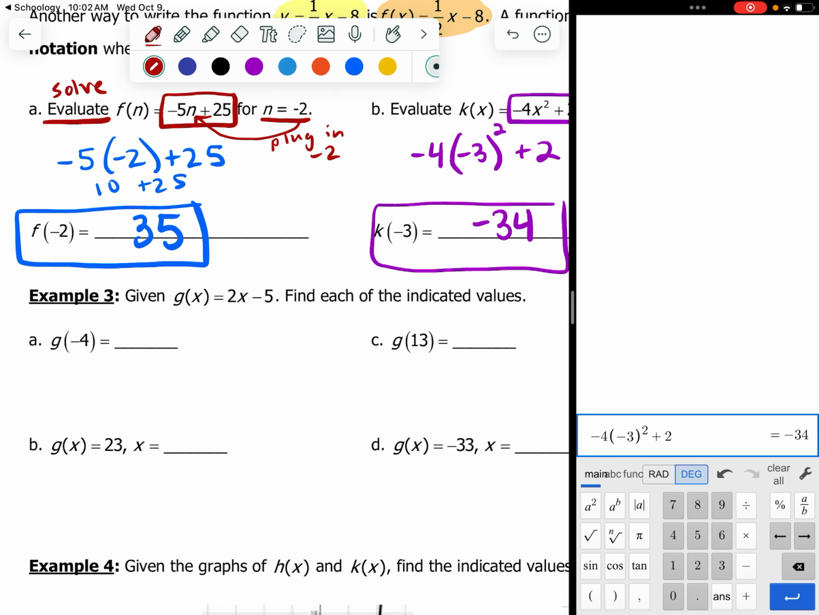So now you have a different function. So this says g of x. So again, just a different name. So g of x is 2x minus 5. Find each of the values.